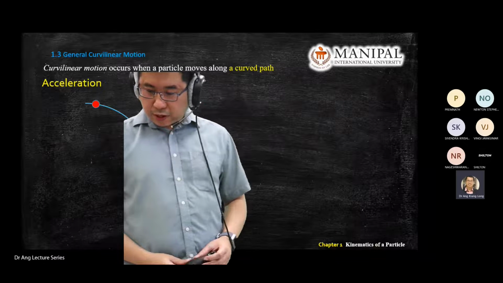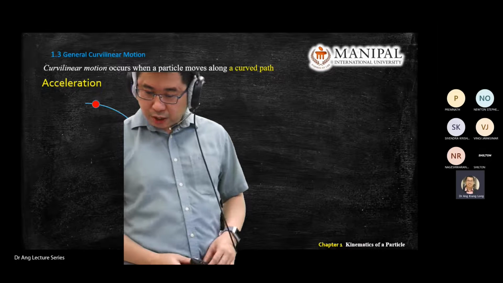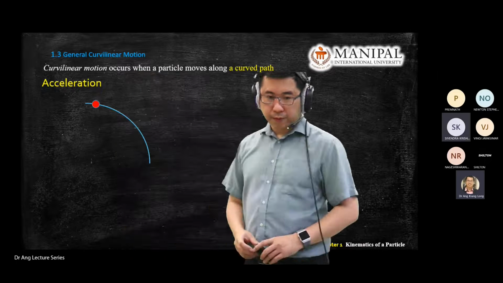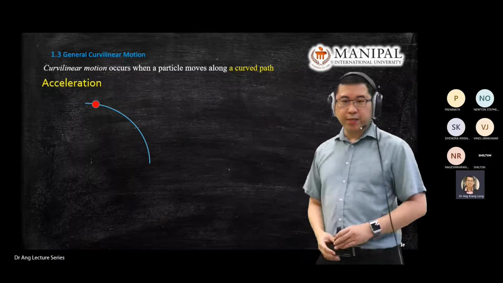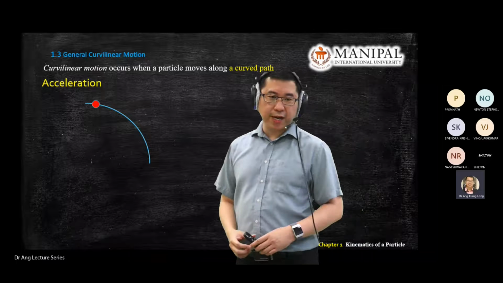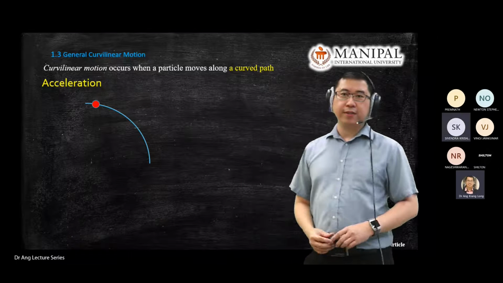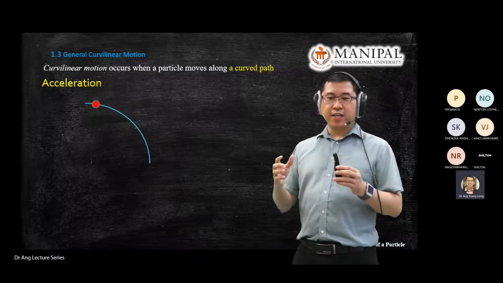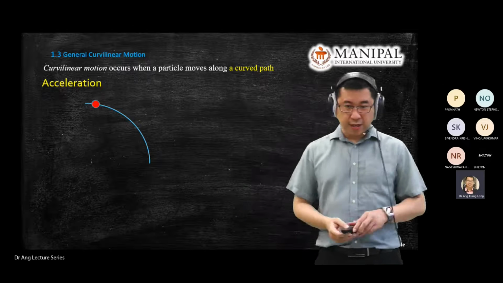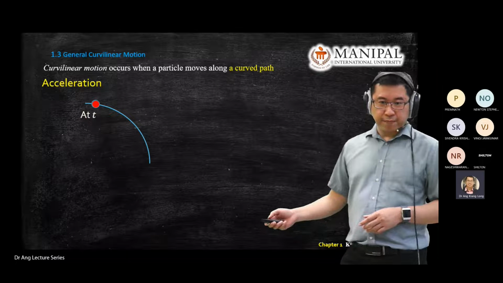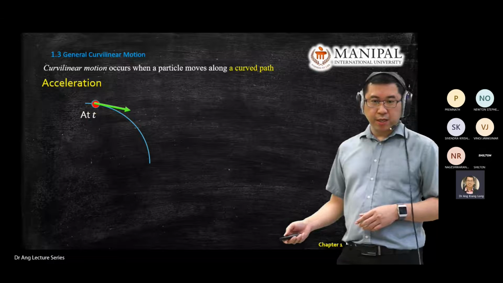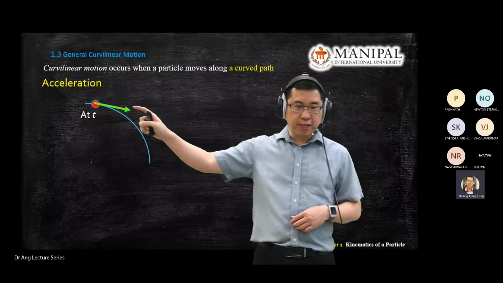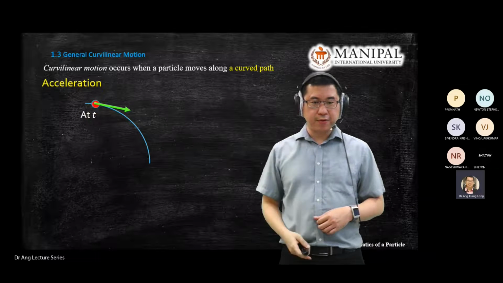Yes, I can hear you, sir. Okay. What do you understand about acceleration? How do you define acceleration? The rate at which velocity changes with time, sir. Okay, so it means you have changes in velocity. Very good. At time t, you have a velocity vector with the green arrow.